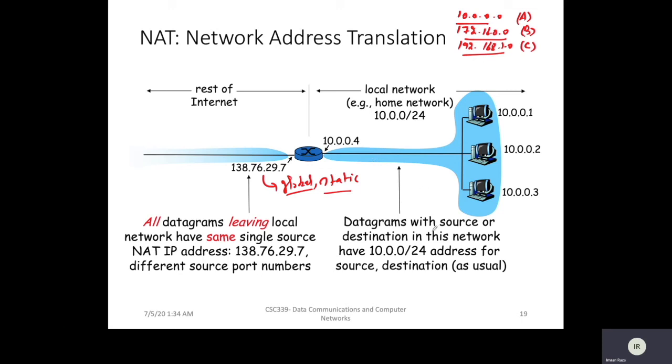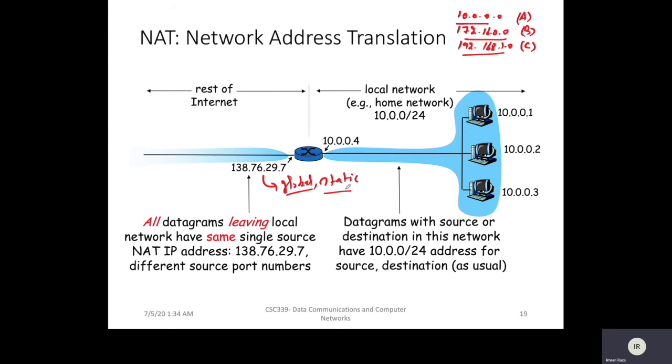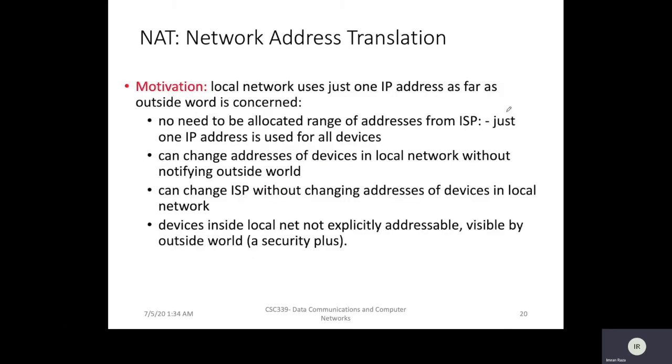So all the datagrams with the source of the local network have the usual private series of IP addresses, and we need to see how this conversion is done. So, the network address translation. The motivation is that the local network uses just one IP address as far as the outside world is concerned. So for the outside world, all these machines are being represented by this one global or static IP address, right? We cannot share these addresses. Why? Because these are private series addresses, and many other machines will be using these private series IP addresses.